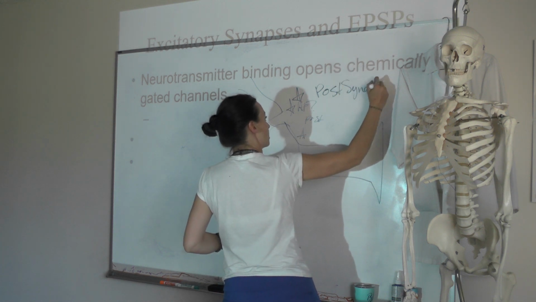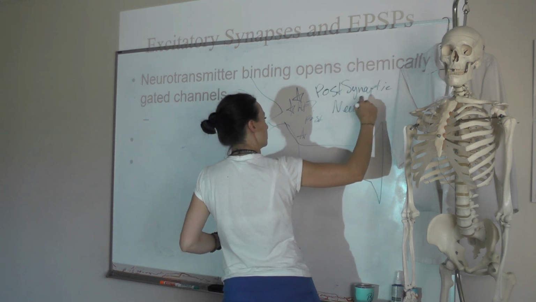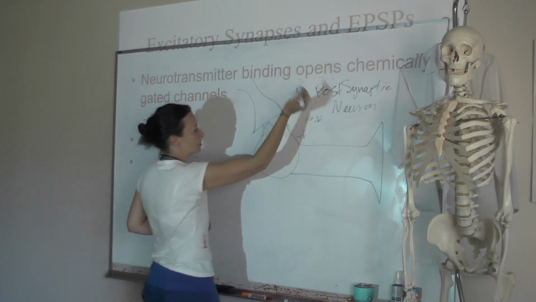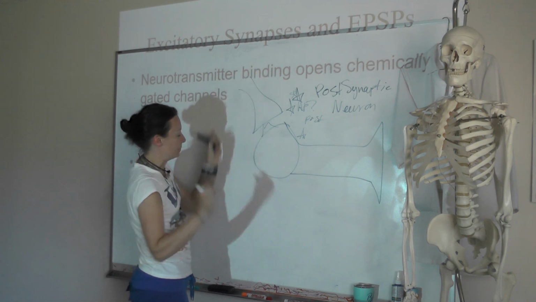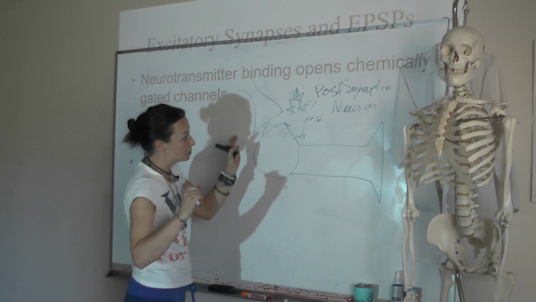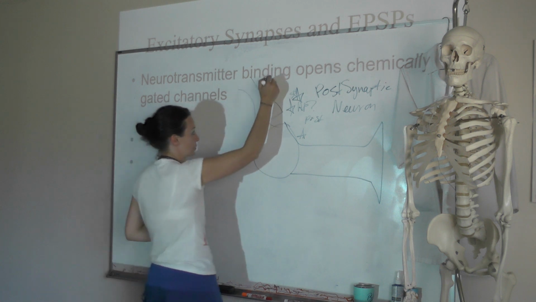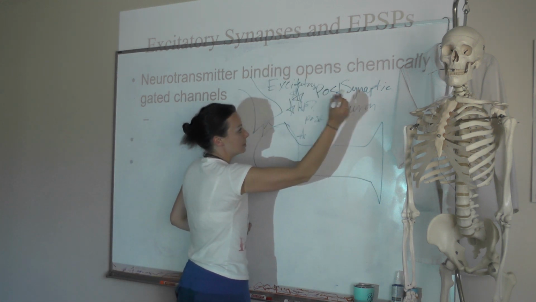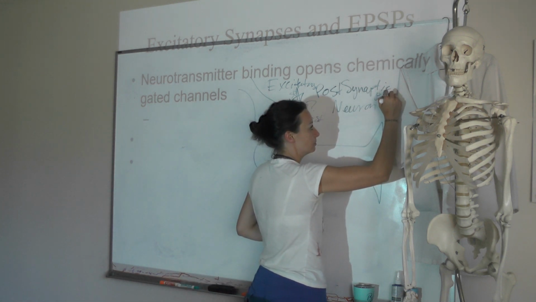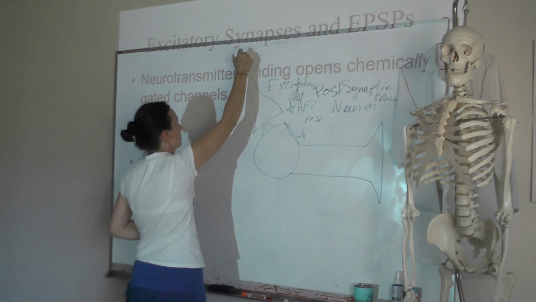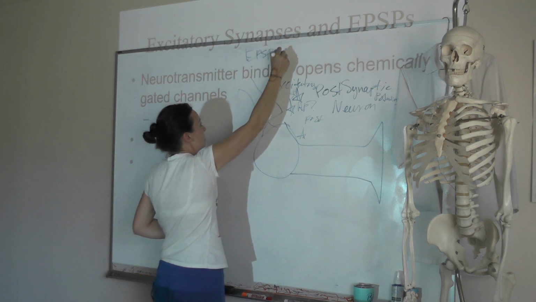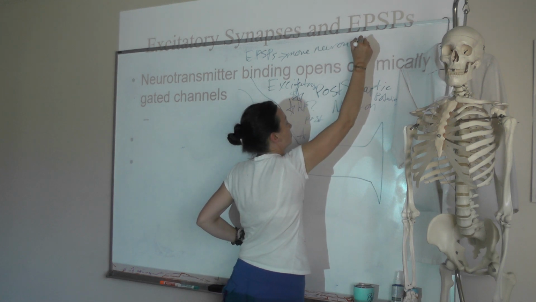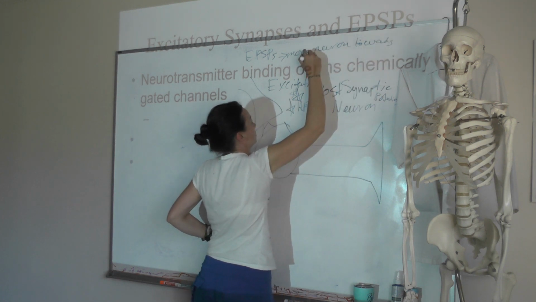We're looking at the potential that's being formed here in our postsynaptic neuron. So this is our postsynaptic neuron, and what we're measuring is the potential that's happening here. So an excitatory postsynaptic potential moves you closer to threshold. So EPSPs are excitatory postsynaptic potentials, which I'm from now on going to abbreviate as EPSPs, and these move the neuron closer to threshold, or towards threshold.